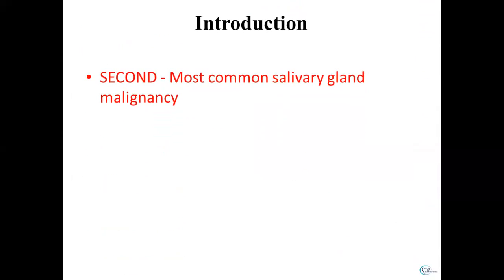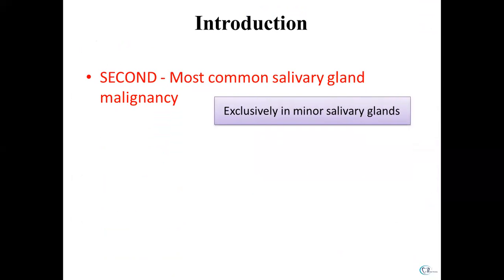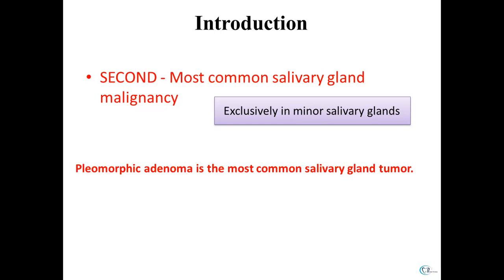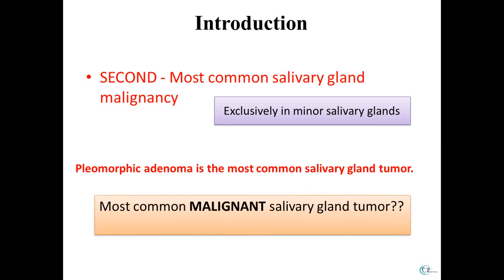Starting with the introduction, when we talk about salivary gland tumors, it is the second most common salivary gland malignancy. It is exclusively found in minor salivary glands. So it is the most common salivary gland tumor of minor salivary glands. But when we talk about the most common salivary gland neoplasm, instead of benign or malignant, the answer is pleomorphic adenoma. However, if the question is most common malignant salivary gland tumor, the answer to this question is mucoepidermoid carcinoma.